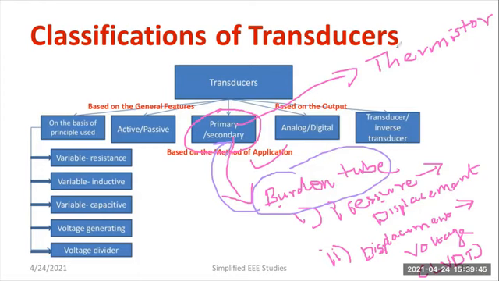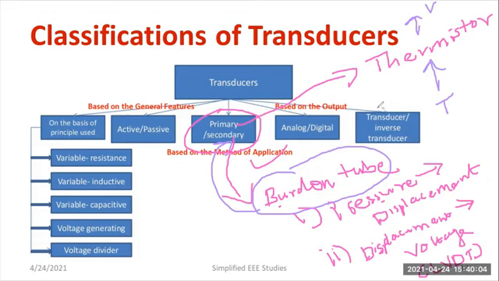In case of thermistor, only one conversion takes place. What is the input? Input will be the temperature. What is the output? Output will be voltage. So only one stage of conversion. That is why it is called a primary transducer.